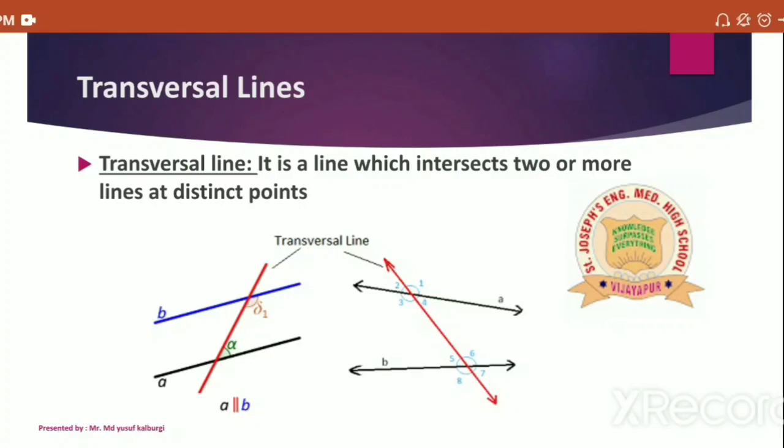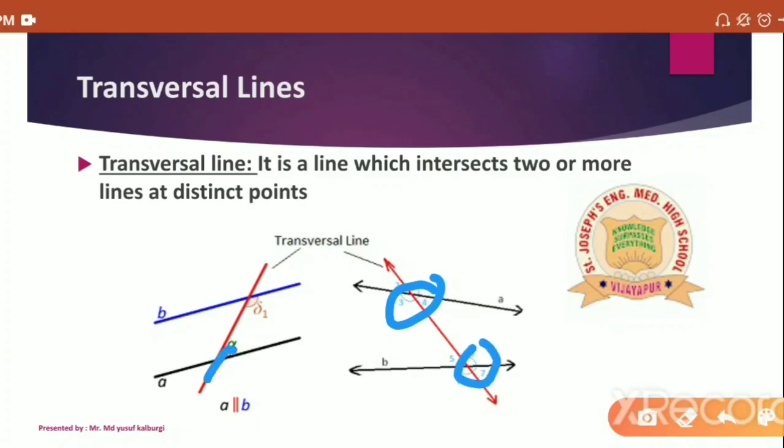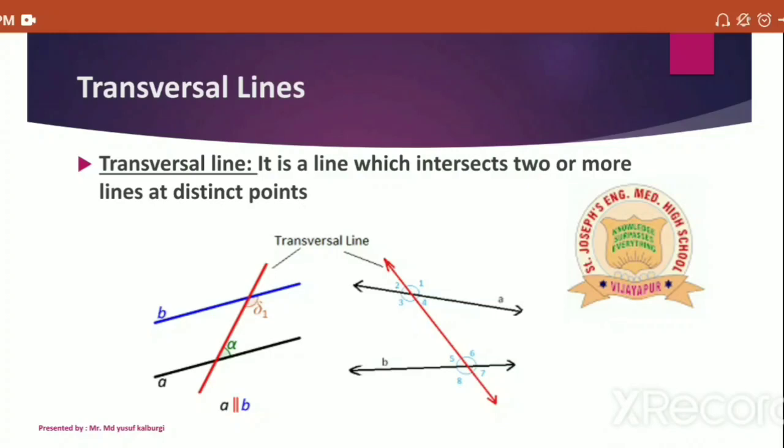The line which intersects two or more lines at distinct points. You can see that these lines are cutting those lines at distinct points, so these lines are called transversal lines. The red line which you are able to see on the screen is called a transversal line. To explain this more, I would like to show you a few figures or images.